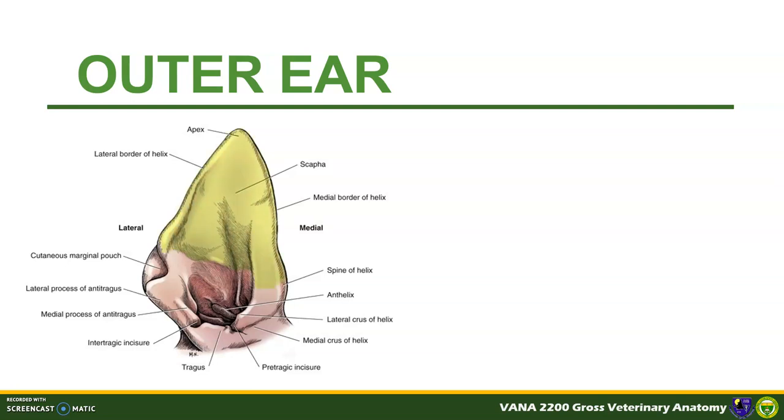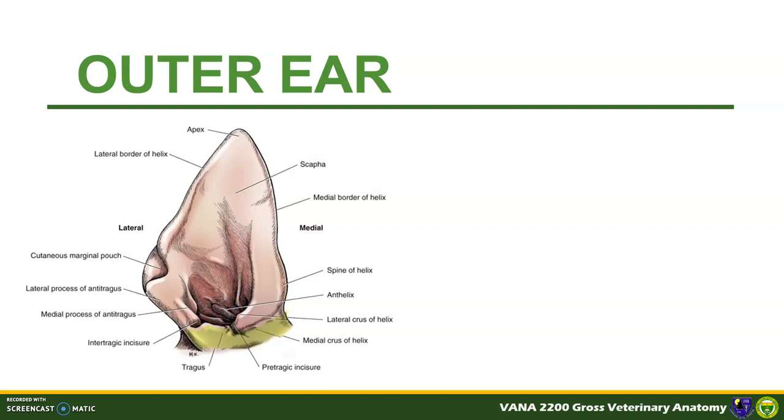The large, flat, concave internal side of the auricle is generally called scapha. The entire free margin of the auricle is called helix. A fold of skin at the proximal lateral portion of the helix is present, and this is called the cutaneous marginal pouch. This transverse fold of cartilage on the concave surface of the pinna is called anthelix. In this area, we can see the tragus.